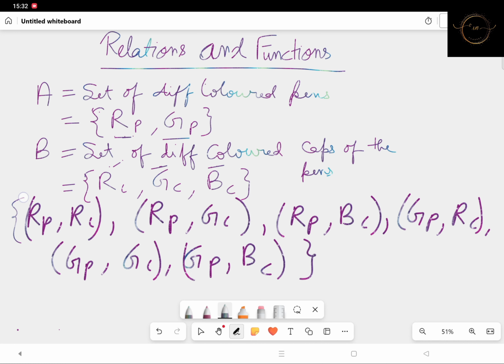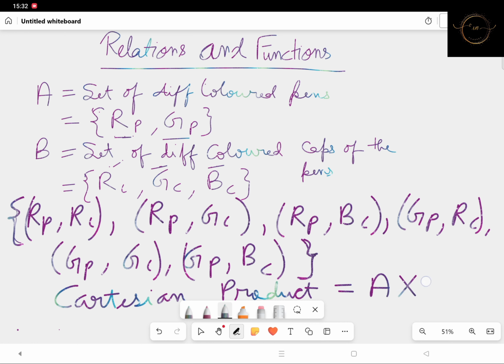Okay, so now if all the combinations we write within this second bracket, we got all the possible combinations of the different colored pens. Here we took two different colored pens and the different colored caps of pens. So all these combinations together are called Cartesian product. What will be the Cartesian product? That's equal to A cross B. We spell it as A cross B.